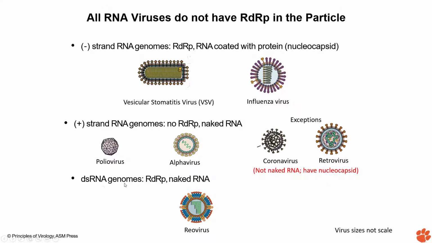And then you have a double-stranded RNA genome just in a reovirus. They also have the naked RNA. Double-stranded RNA is also not found inside the particle. So how come that they do have the double-stranded genome? Anyone remembers from that? Those double-stranded genome never comes out of the viral core particle.